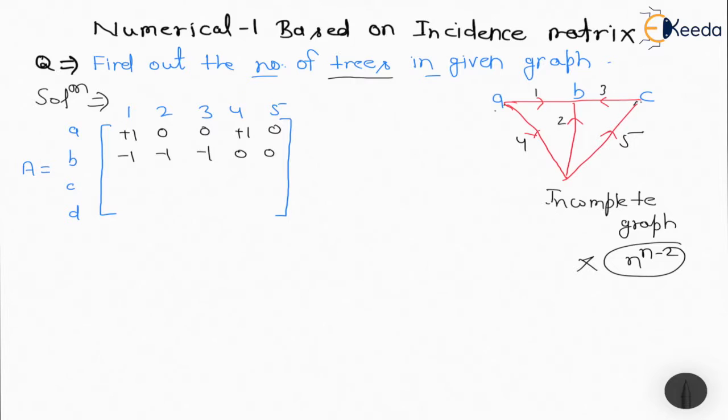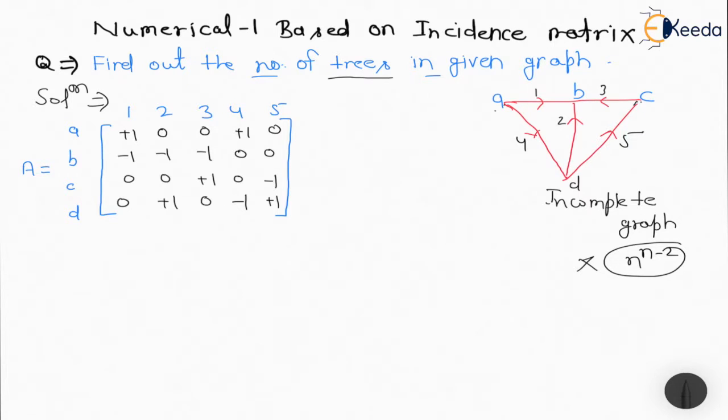At node C, 3 is outgoing, so plus 1, and 5 is incoming, so minus 1, and the rest will be 0, 0. At node D, 4 is incoming, so minus 1 for 4, and 2 and 5 are outgoing, so plus 1 and plus 1, and the rest will be 0, 0. So this is our incidence matrix.